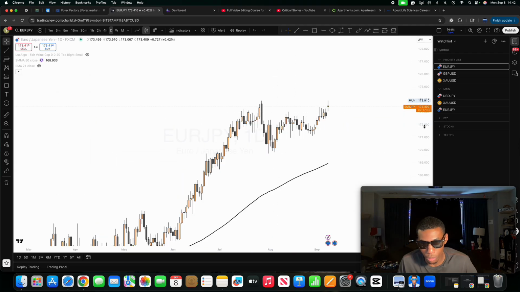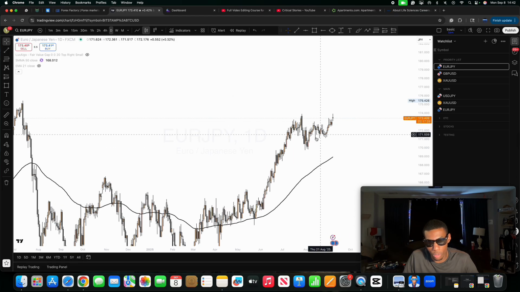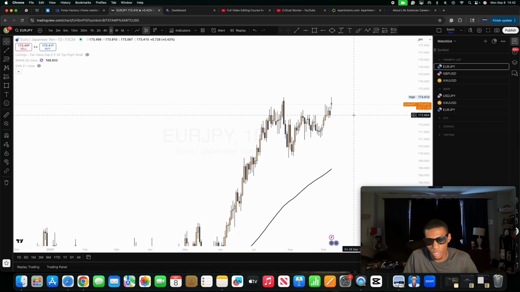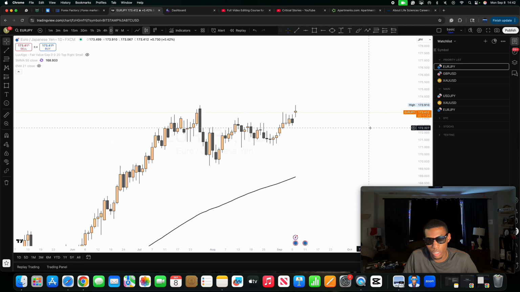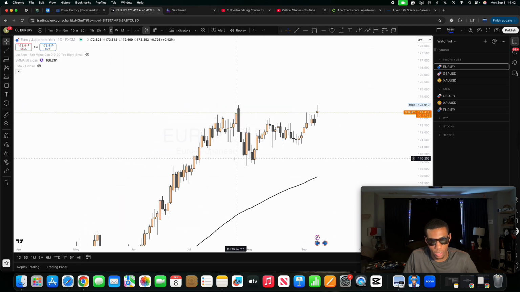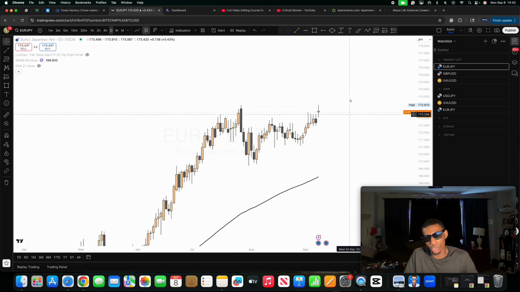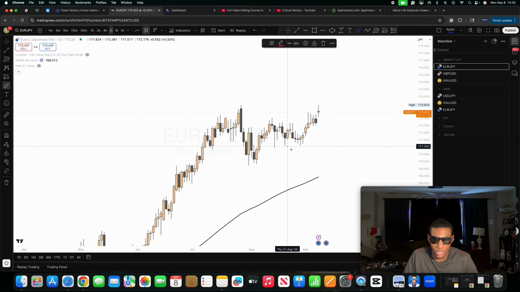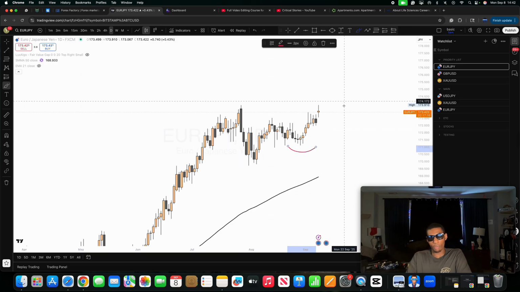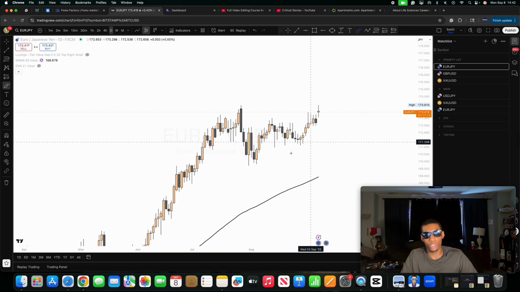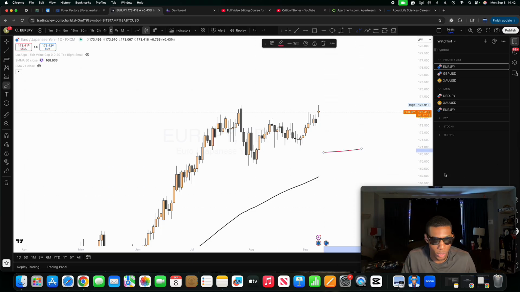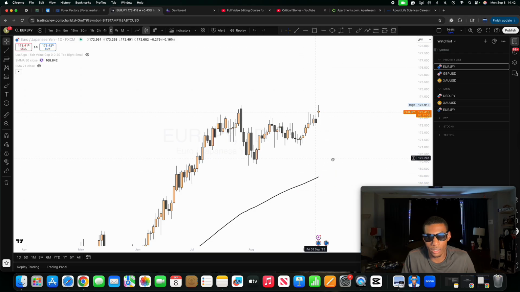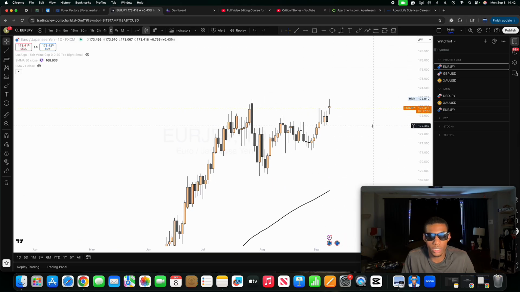On the daily, pretty much on EJ, we have been bullish for a large amount of time. And we had a pullback here, but still maintaining the bullish structure overall. As you can see on the daily, we do have this higher low and pretty much continuing on with that bullish structure. Look at the moving average going to the upside. So I really like that.